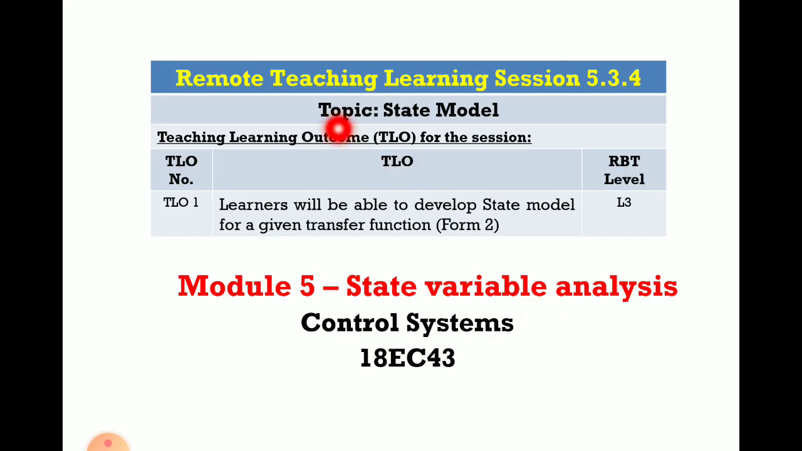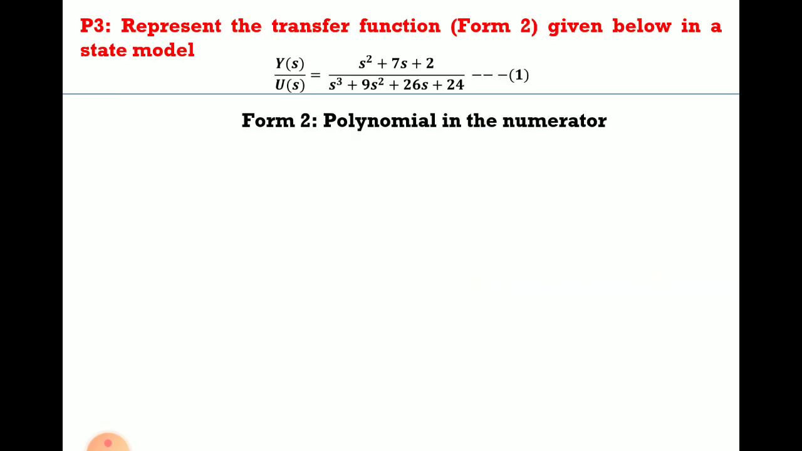Again, the topic for today's session is State Model. The problem statement is to represent the transfer function given below in a state model, and this is form 2. Form 2 is where we have a polynomial in the numerator. In the previous video, we have seen form 1, that is if we have a constant in the numerator. But here we do not have a constant in the numerator, we have a polynomial in the numerator.